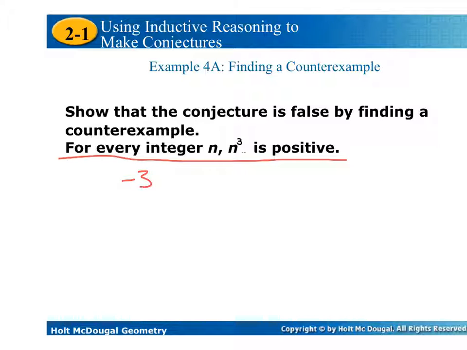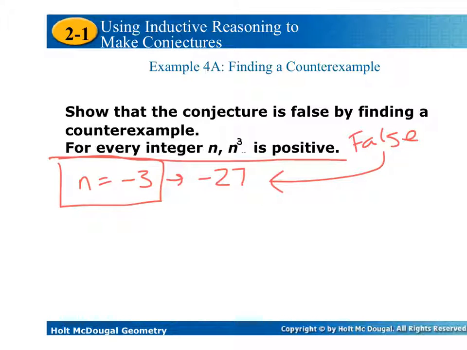Negative 3. So if we have negative 3, what would n cubed be? What's negative 3 times negative 3? 9. What's 9 times negative 3? Negative 27. Is negative 27 positive? No. So this proves it to be false, and this would be our counterexample. So when n is equal to negative 3, it proves it to be false. So all you'd have to put is the counterexample is n is equal to negative 3.